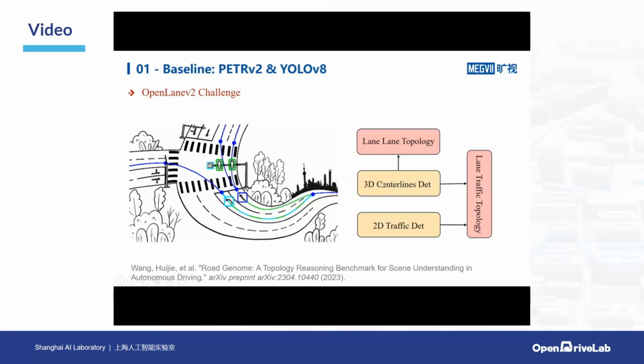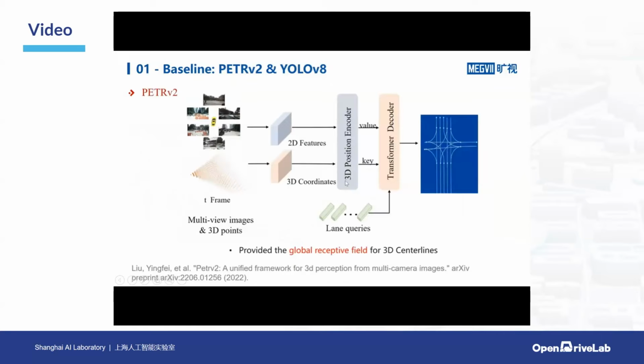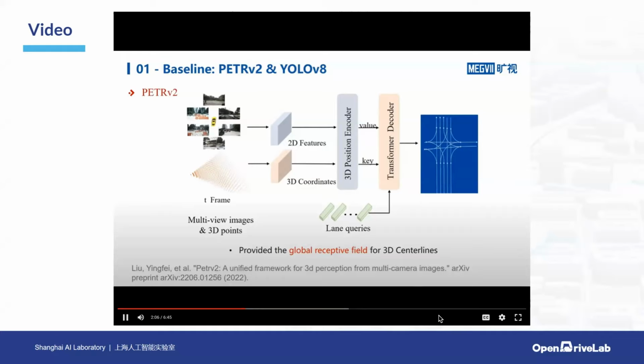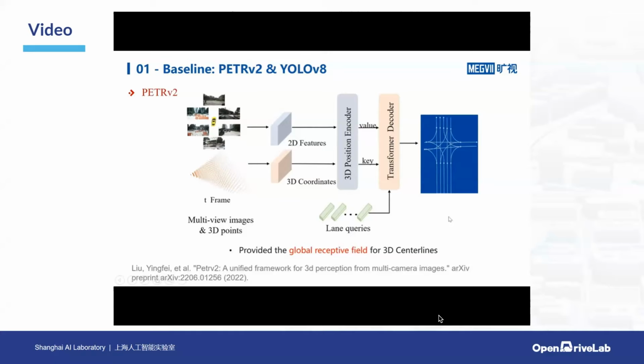The exploration of topology relationship is built upon centerline detection and traffic element detection. Therefore, the selection of detectors for centerline detection and traffic element detection becomes even more important. Different from previous 3D lane detection tasks, 3D centerlines lack obvious geometrical features in images. The detection of 3D centerlines relies on surrounding 3D lines. Therefore, a larger receptive field is needed for 3D centerline detection. So we chose PETRv2 from many excellent 3D lane detection frameworks. As shown in this figure, the lane queries within PETRv2 interact with the image features through global attention, assessing a global receptive field.